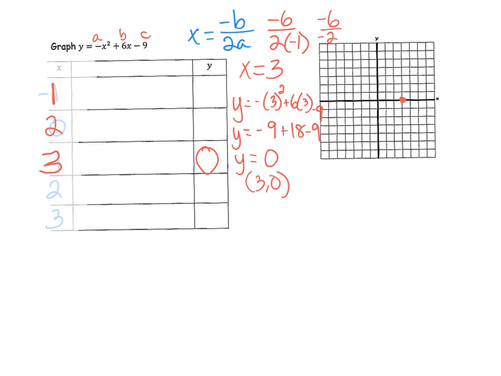Now I also want to go on the right side of my vertex. What numbers are bigger than 3? 4, 5. So what I just did is I guaranteed that I would have my vertex, 2 points on the right and 2 points on the left. And in fact, this starts with a negative, so my parabola is going to be facing downward. That's smart.